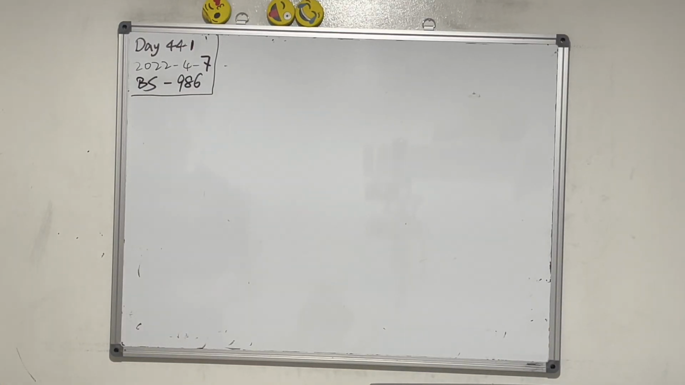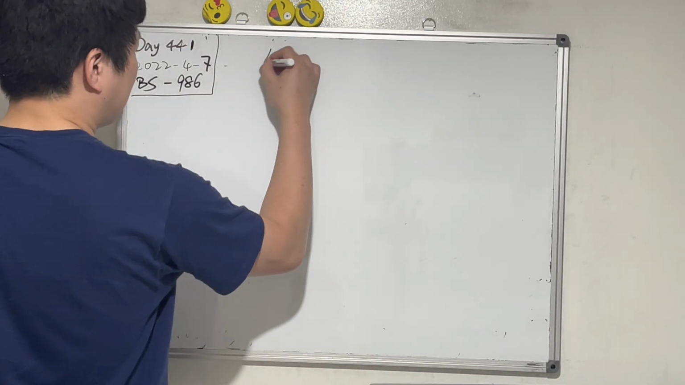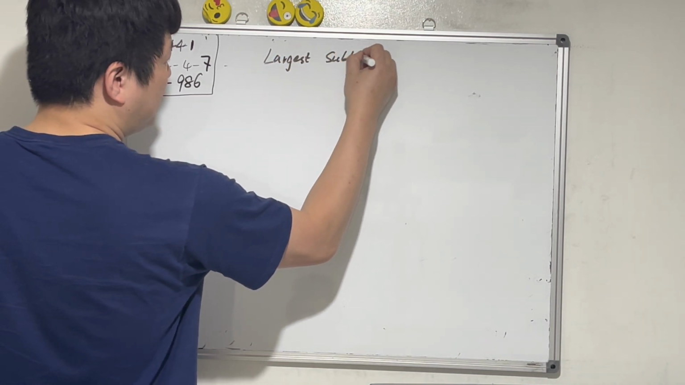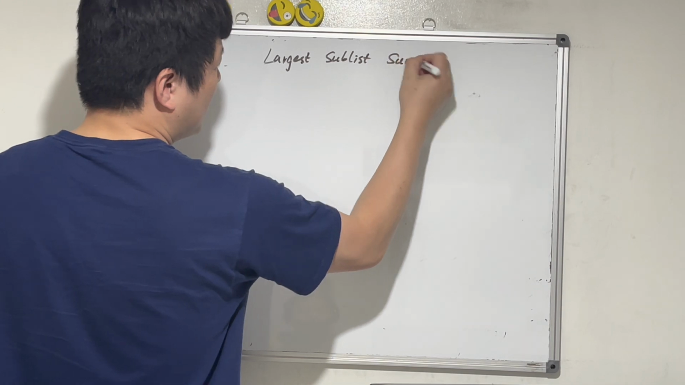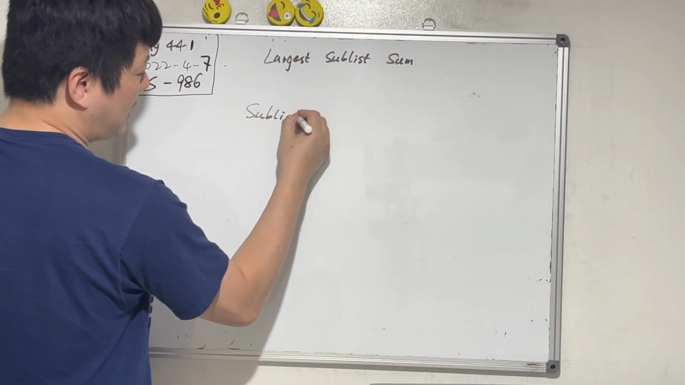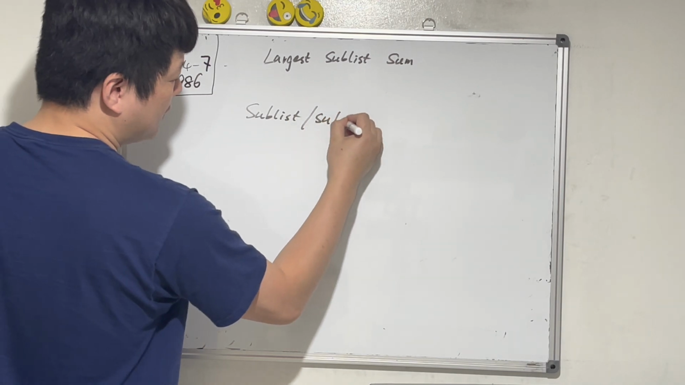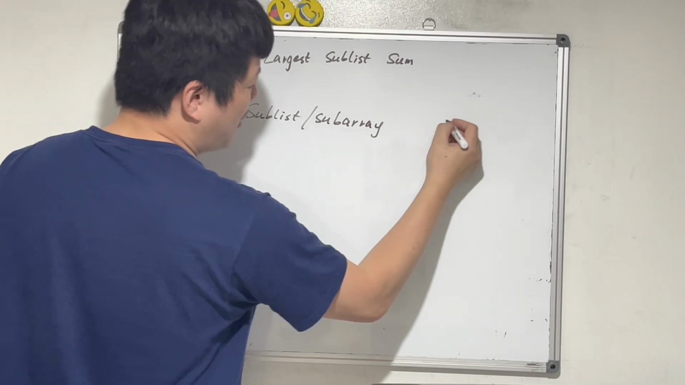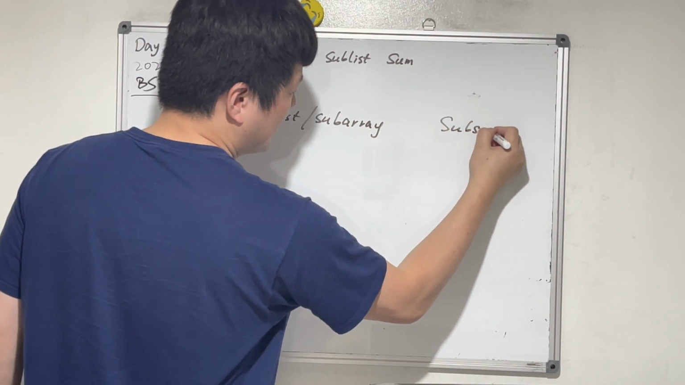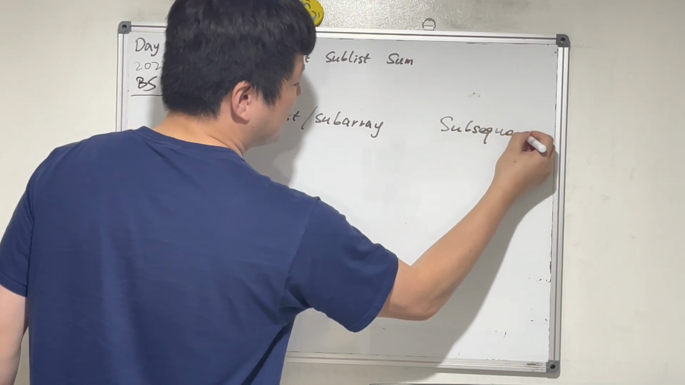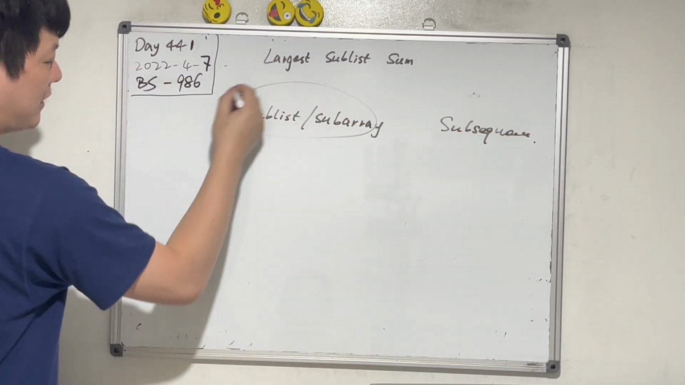Ryan, are you ready? We talk about the largest sublist sum, yeah? Sublist, sometimes we call it subarray, okay? What's the difference between sublist, subarray, and subset? It's continuous. Which one is continuous? These two are continuous, okay?